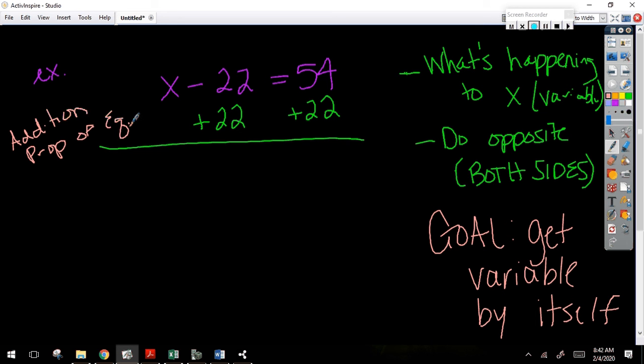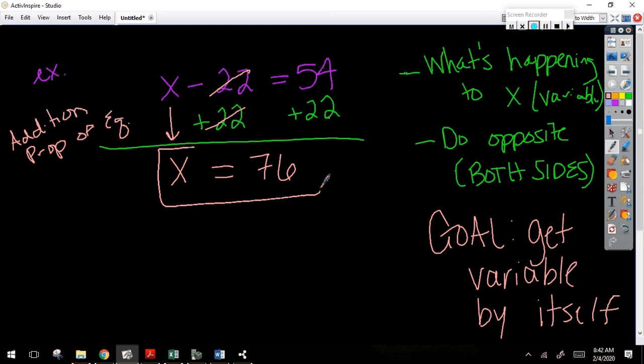Now, what is negative 22 and positive 22? 0. So it's gone, right? I still have x. This is 0, so I don't have to write that. What is 54 plus 22? 76. Now, this is my answer. No, we're just doing one steps today. This is my answer. Yes, George?